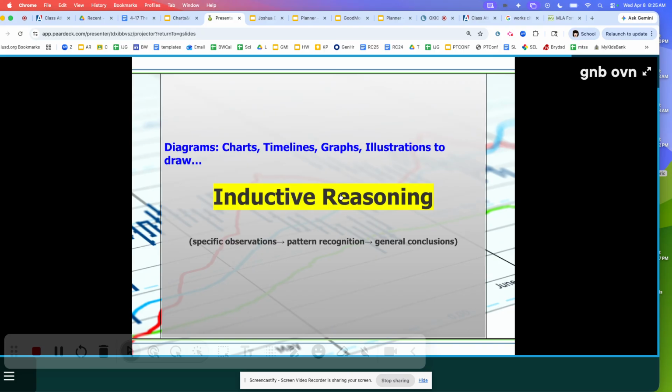So number one, we can conclude that based off of these observations, it is a dog. Number two, the dog is probably friendly. We use patterns to be able to form a conclusion. Let's try another one. This is probably a negative connotation.